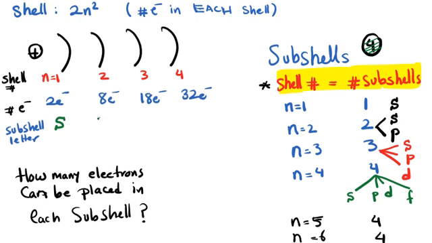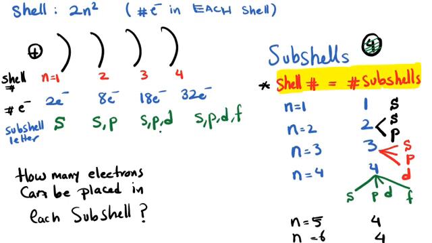Shell number 2 has 2 subshells, S and P. Shell number 3 has S, P, and D, and shell number 4 has S, P, D, and F. Right now, I'm going to work on the number of electrons in subshells.